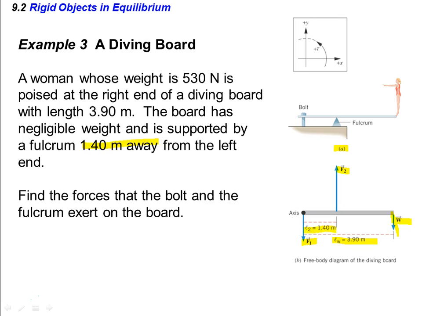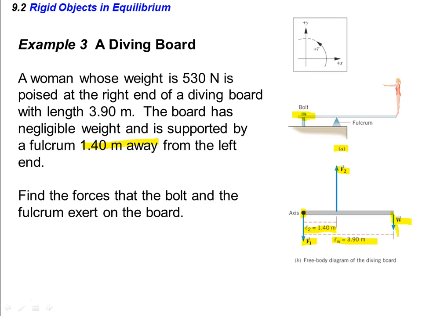So let's look at the sum of the torque, and at all the torque being caused by these forces. In order to do that, we need to pick an axis of rotation. This is where, in the last slide, one of those steps was picking a convenient axis of rotation. What do we mean by convenient? Picking one that eliminates one of the forces. If we pick the bolt as our axis of rotation, F1 is applying no torque to this system.